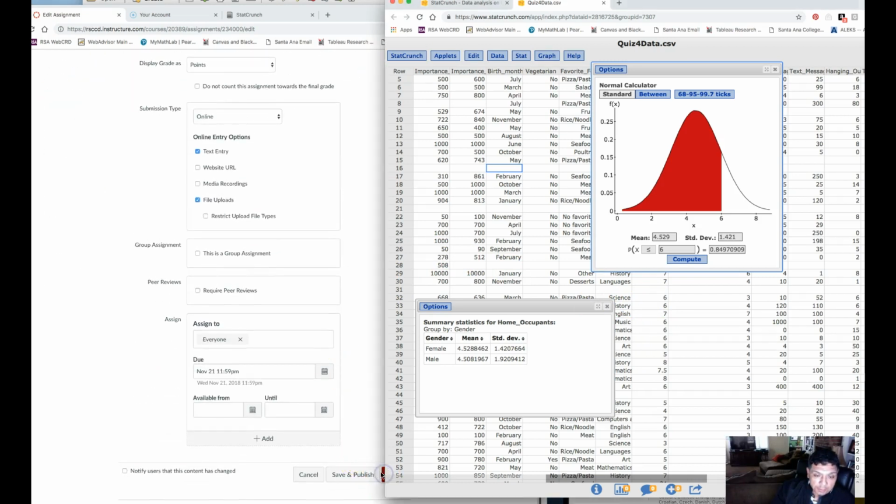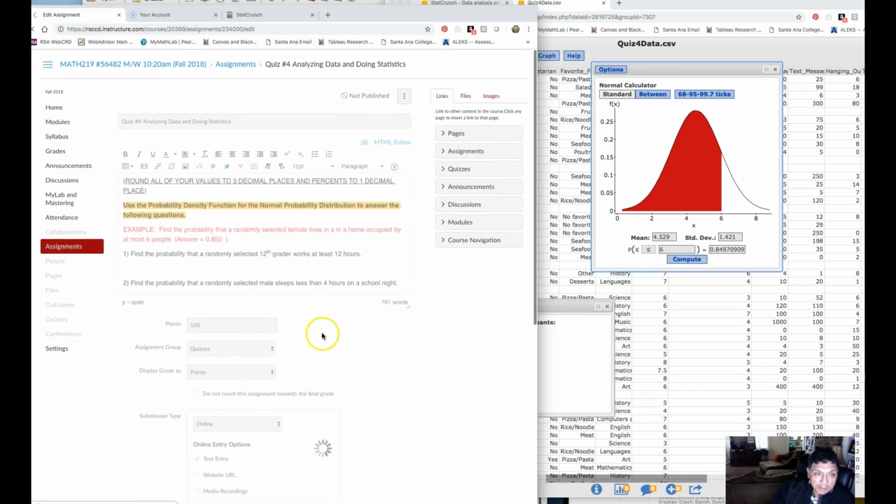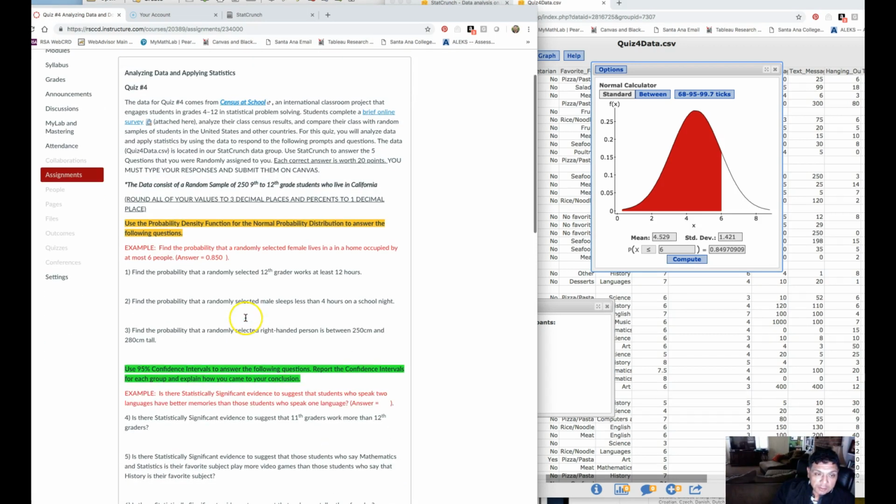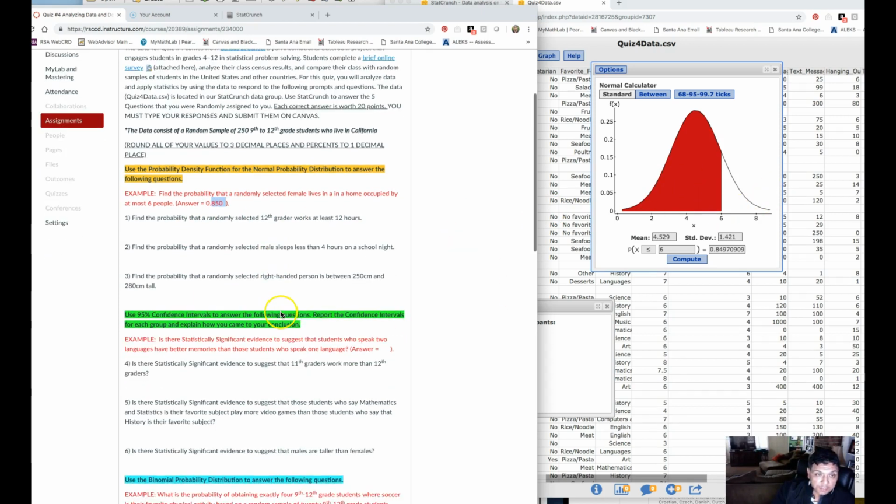And so looking at that, the rest of them need to be answered the same way by using the summary statistics, grouping by the group that we're interested in: 12th graders, males, right-handed people. So that's what you're going to try to do. See if you can replicate that and get the answer 0.850 with that. Okay, so that's for probability distribution.